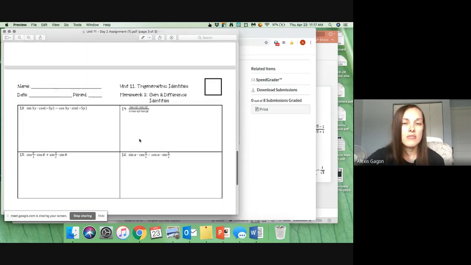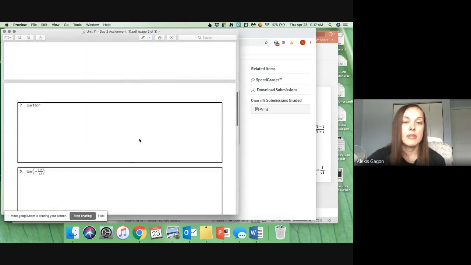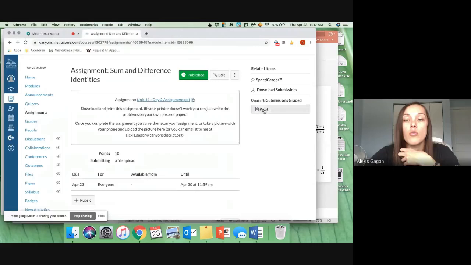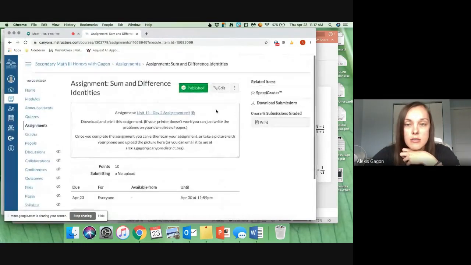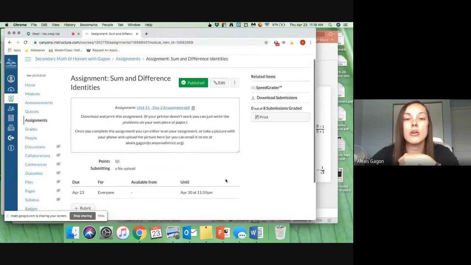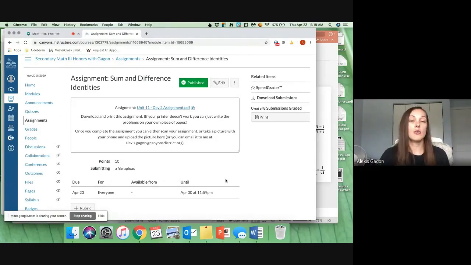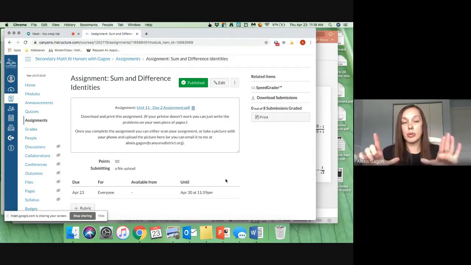The format's weird, I'm sorry about that. You can either print this out or just do it on a separate sheet of paper. When you upload it, yours looks different than mine, but you can just upload the picture of it, or if you have a scanner or whatever, upload that. Just upload a picture of your assignment, and then that will be it. And I will post the answer key to this tomorrow.